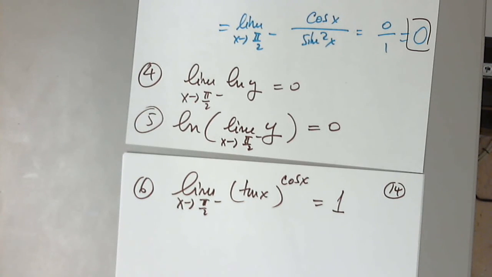I went back and replaced y by tangent raised to cosine. I have to. That's the function we had initially. We used the substitution just to make our life easier. Any questions?